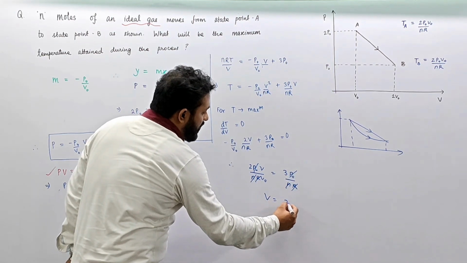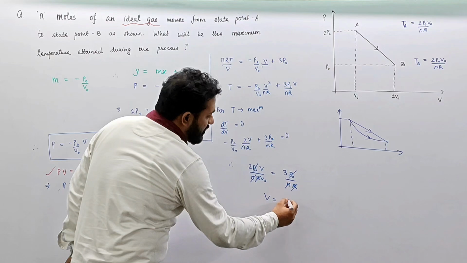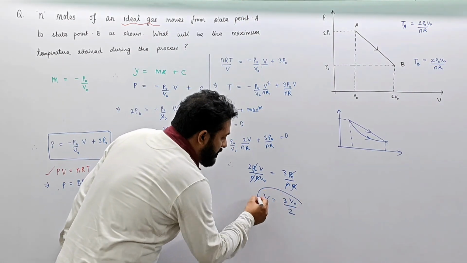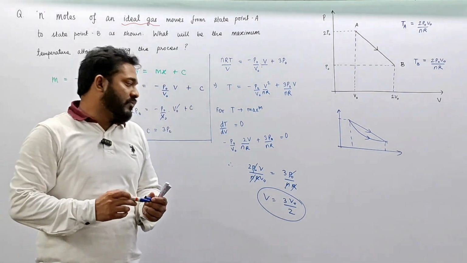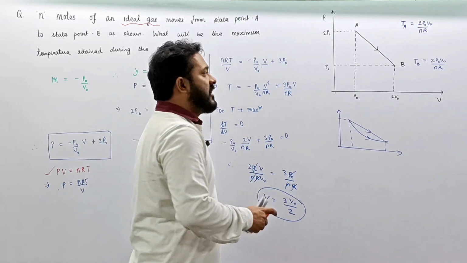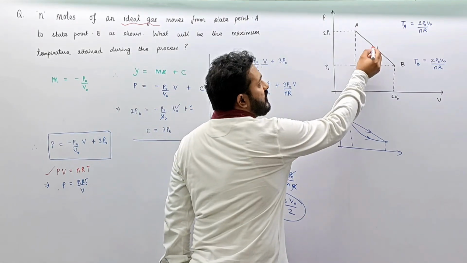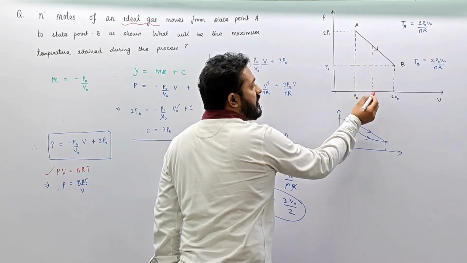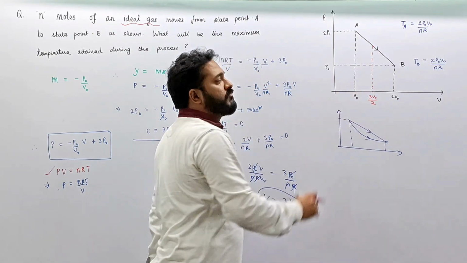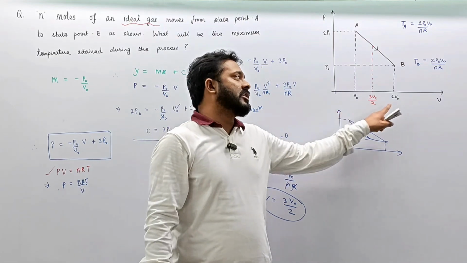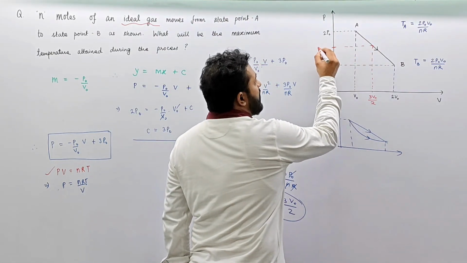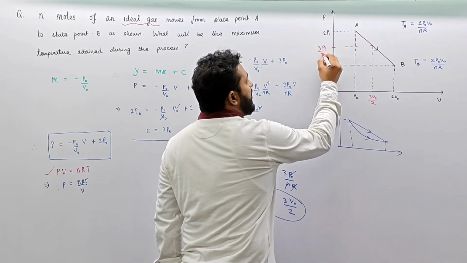So for volume V equal to 3 2V by 3, volume V equal to 3 V naught by 2, we get temperature to be maximum. So for volume V equal to 3 V naught by 2, we will have the maximum temperature possible. So over here, this 3 V naught by 2 is located here, which is midway between these two values. So we will have 3 V naught by 2, which is 1.5 V naught, between V naught and 2 V naught, and hence the corresponding value of pressure is going to be 3 P naught by 2.